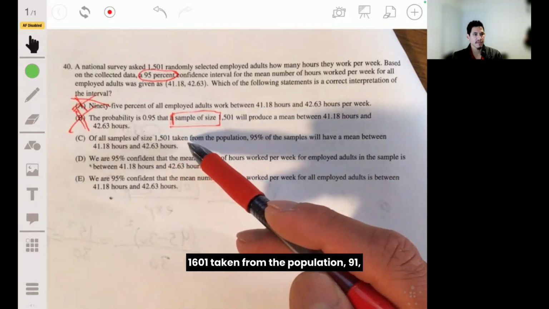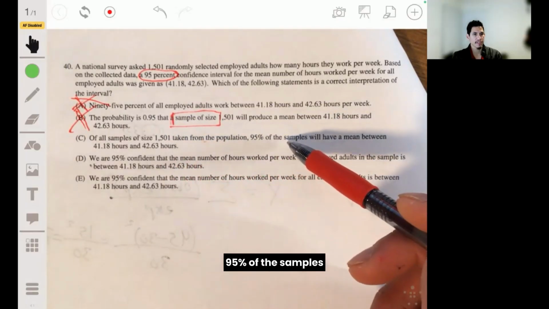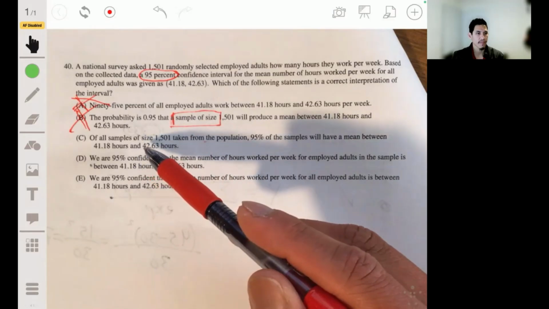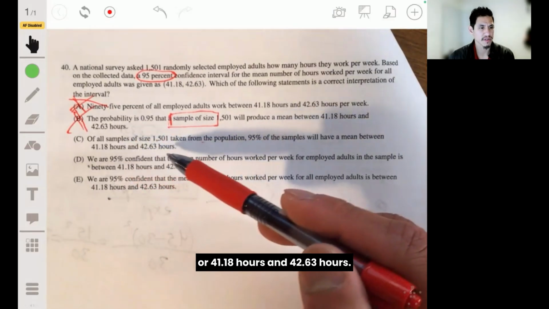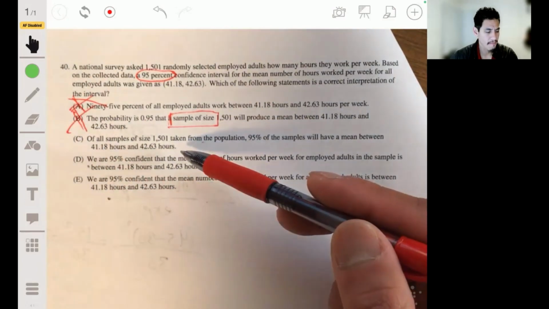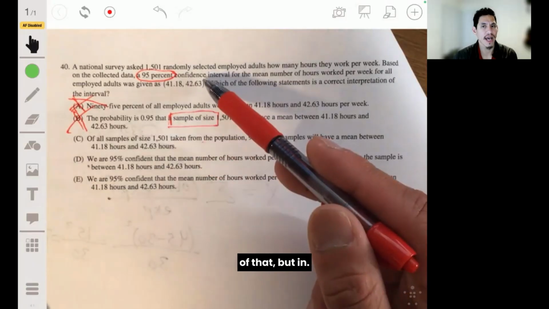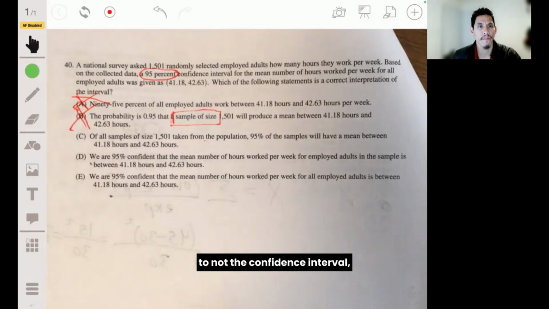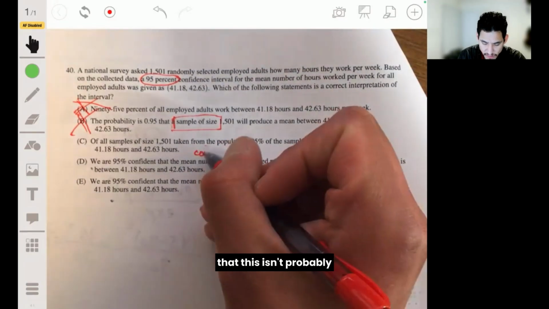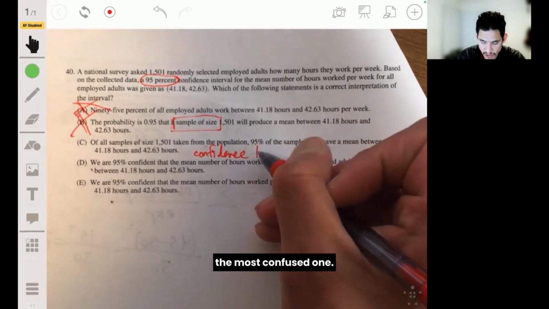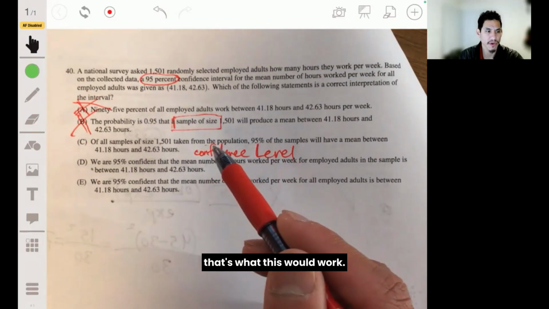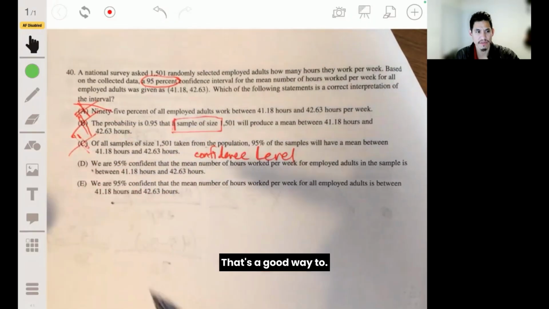C, of all samples of size 1,501 taken from the population, 95% of the samples will have a mean between 41.18 hours and 42.63 hours. Okay, so this is kind of that, but this is actually referring not to the confidence interval, but the confidence level. Let me actually mention that. This is probably the most confusing one. If we said confidence level, then this would work. But that's a good way to test it.